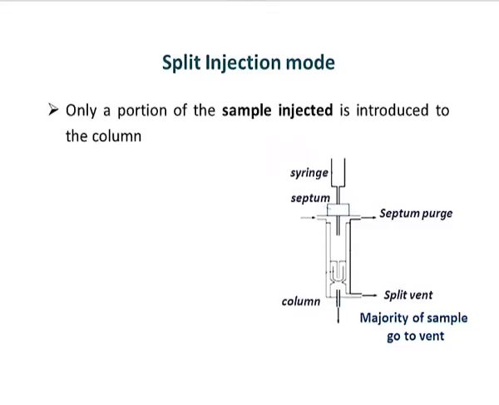It means that you need to discard a lot of that sample before it goes into the column, right? And that is precisely what is done in a split injection mode. Only a portion of the sample injected is introduced inside the column, and as you could see, most of the sample is actually ejected out of this split vent, and the carrier gas takes only around 10% of the sample. So, it is used for concentrated samples, but it is also used in general.